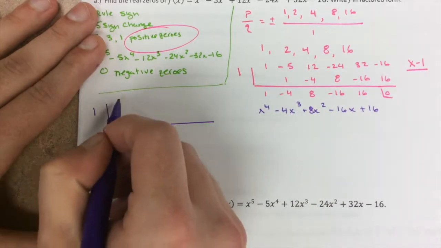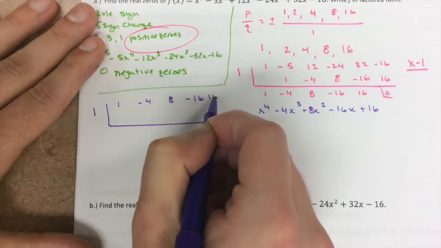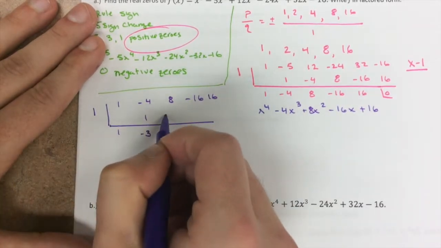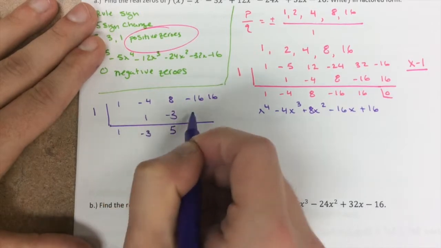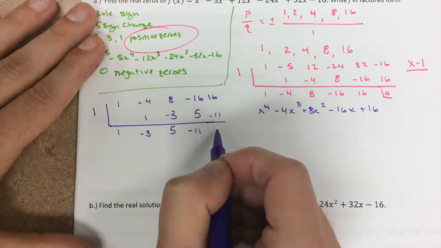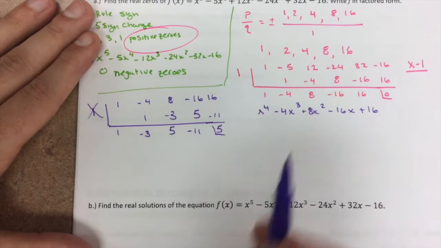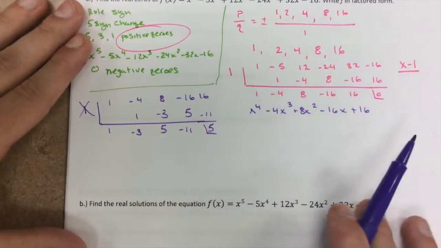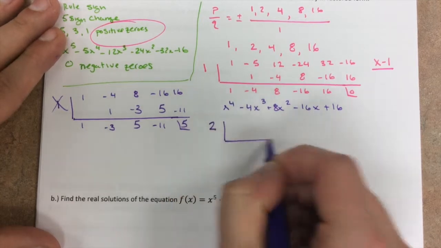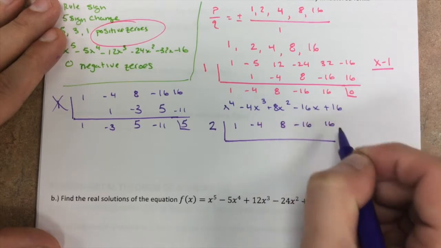So if I try 1, I'm going to have 1, negative 4, 8, negative 16, 16, which is 1, 1, negative 3. All right, this doesn't look good. That's 5, 5, negative 11, negative 11, which gives us 5 as a remainder. So for this polynomial, 1 doesn't work again. So let's try 2. So 2, 1, negative 4, 8, negative 16, 16.